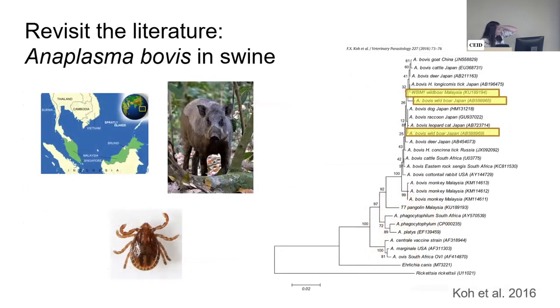Similarly, Anaplasma bovis is primarily a cattle-borne disease that's transmitted by ticks. Recently, it's been popping up in Southeast Asia and Malaysia and Japan in wild boar, but information on domestic swine is limited.